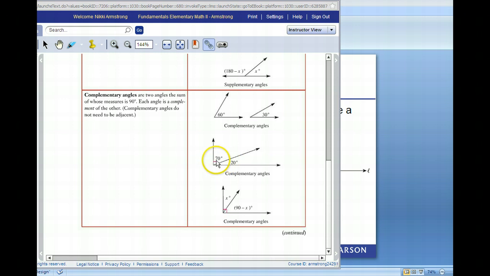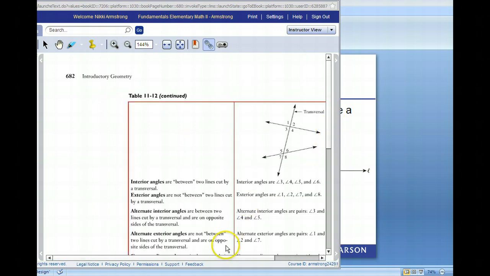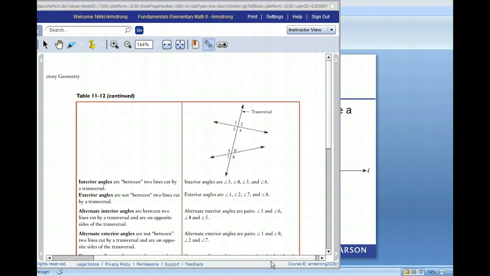And notice that the notation here shows that when these two are added together, they create a 90-degree angle, a right angle. And again, just like with the supplementary, if we don't know specifically a number for one of them and we just want to label it x, then we know if this is x, this angle here has to be 90 minus x, because when you add these two together, you want to get 90 degrees if they are complementary. Okay, let's go to the next page because the table continues to the next page of our textbook on page 682.